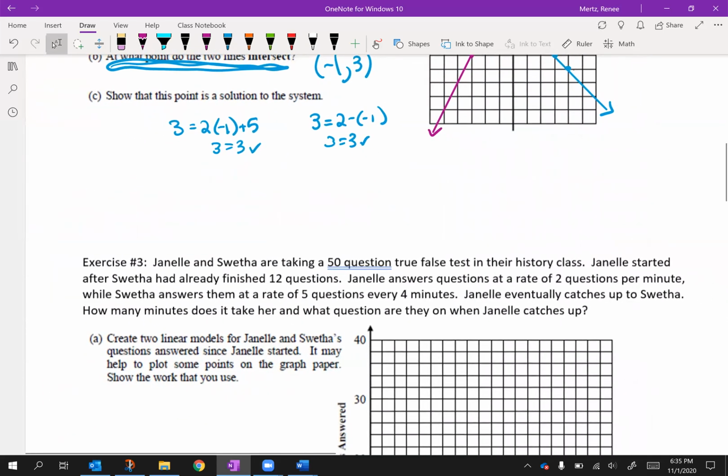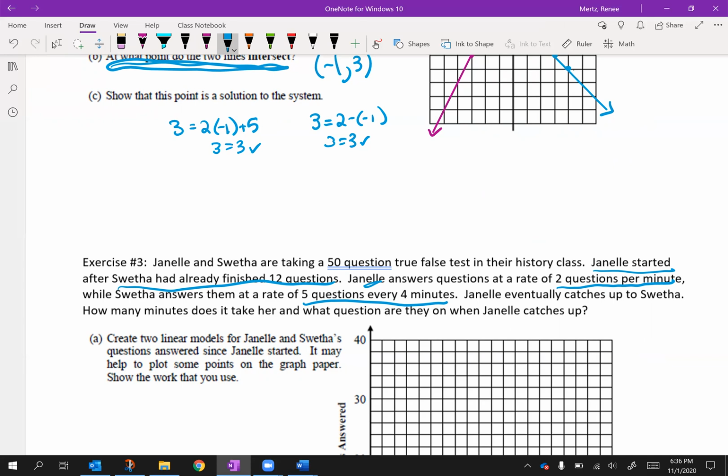Exercise 3 says Janelle and Swetha are taking a 50-question true-false test in their history class. Janelle started after Swetha had already finished 12 questions. So that's going to be important. Janelle answers questions at a rate of 2 questions per minute, while Swetha answers them at a rate of 5 questions every 4 minutes. Once I see the word rate, what am I thinking of? Rate is slope.